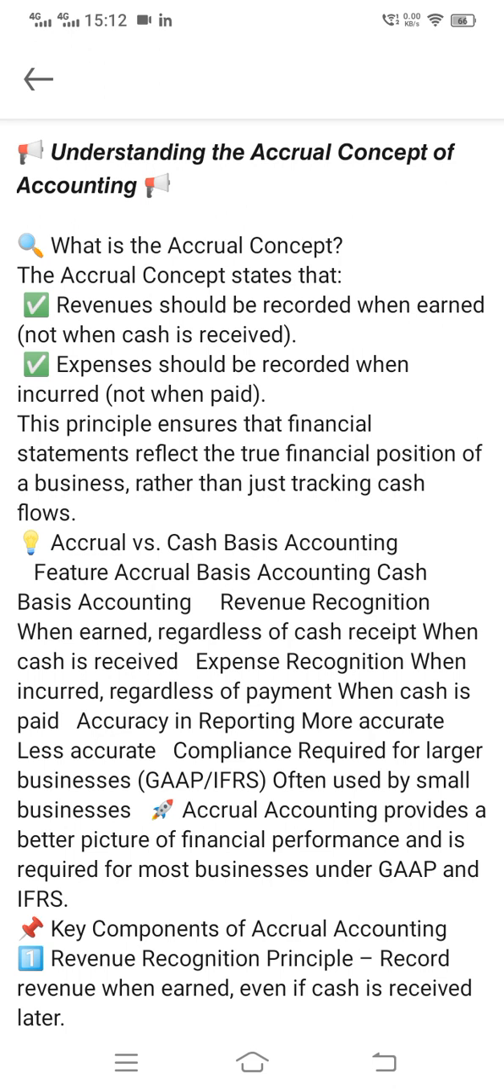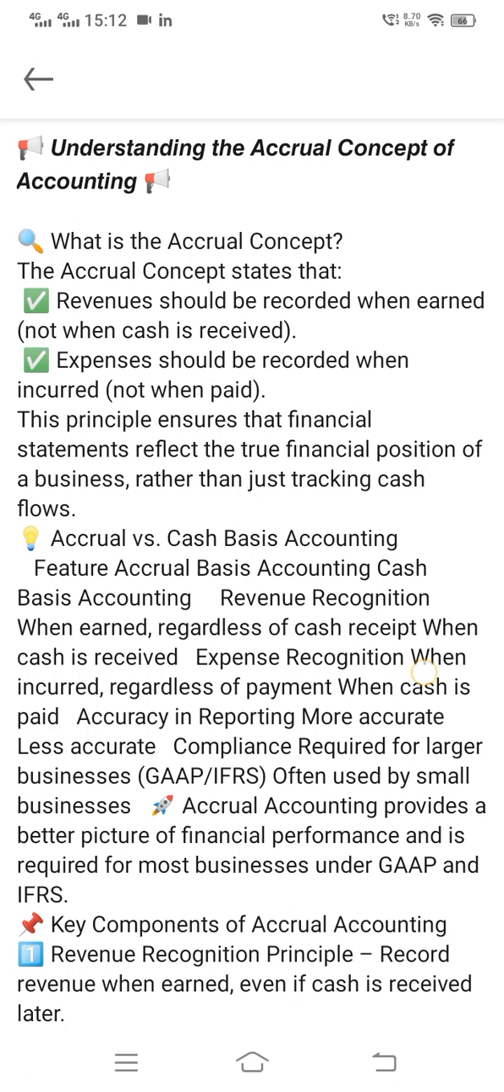Now I hope you understand the meaning of accrual. This is very simple. When we have incurred an expense, whether we have paid the cash or not, we have to record it. And when a revenue has been incurred, we should record the revenue at that particular point of time, whether we have received the cash or not. So this is the simple meaning.